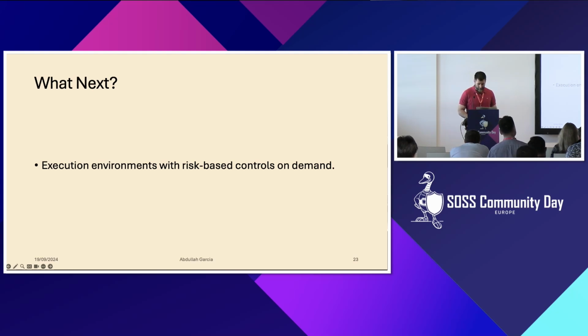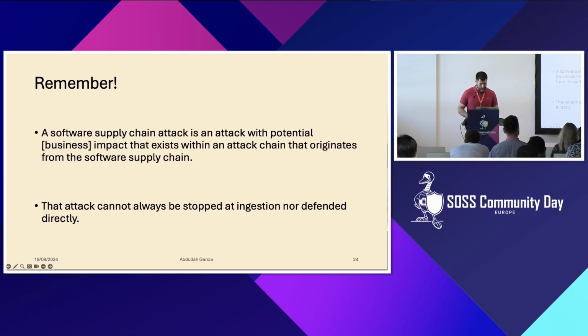Now, again, I think that we are at 13 minutes. So just to recap, this is what you need to keep in mind at all times. A software supply chain attack can have any kind of impact, and it will exist in an attack chain that originates from the software supply chain itself. This means it's just the initial step in the attack chain, and whatever comes afterwards, you might need to account for it.